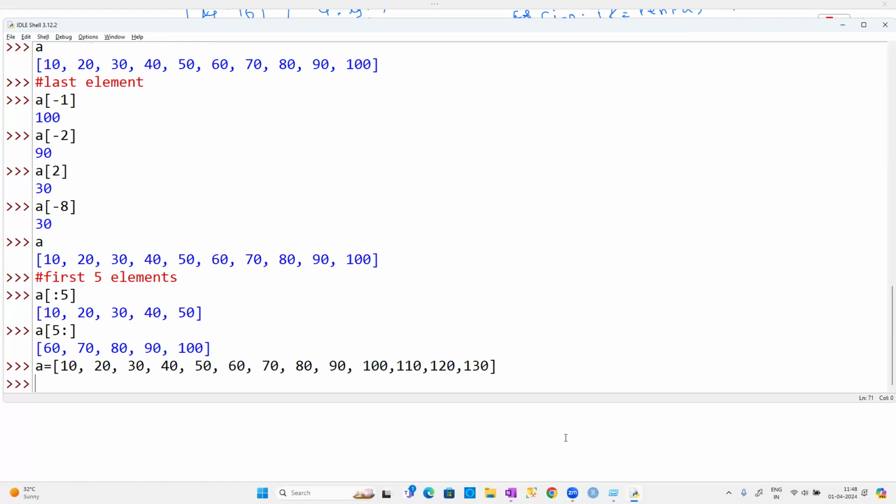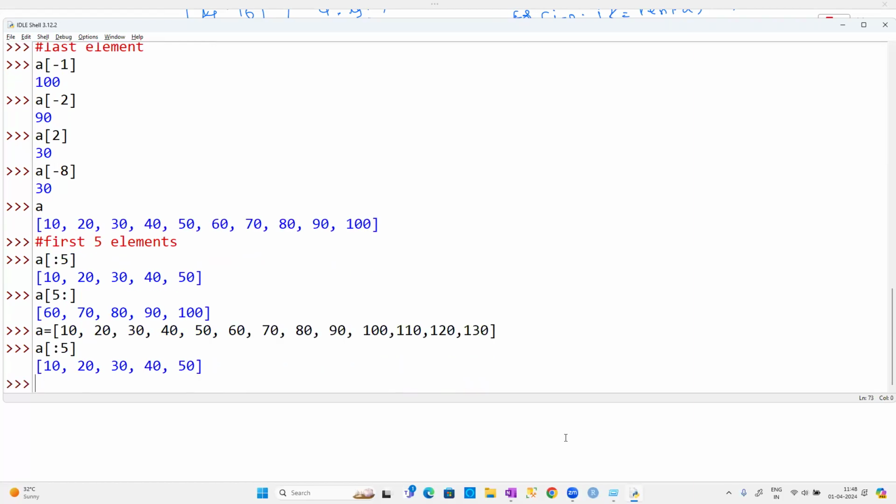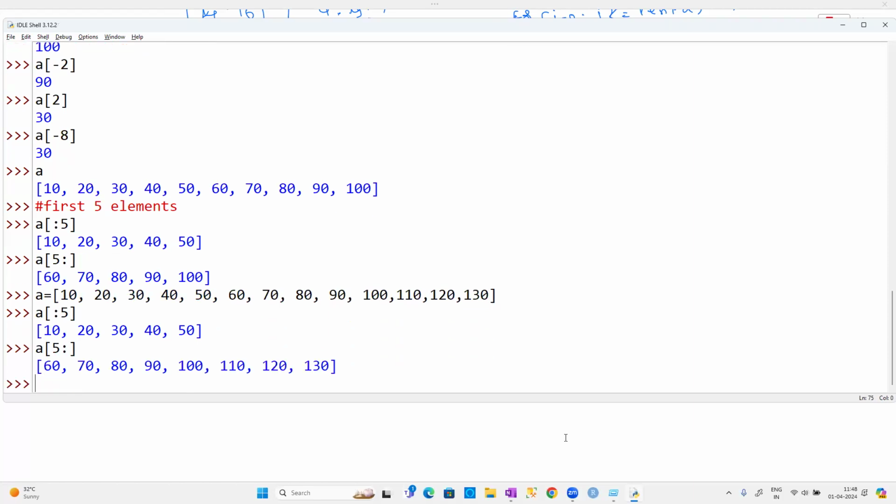Now let me tell you, guys, how to get the first 5 elements. Careful, guys. If anybody has any doubt, ask me. I'll explain it one more time, guys. A of colon 5 is going to be the first 5 elements. But what about the last 5 elements, guys? Now 5 colon does not work, guys. For the last 5 elements, 5 colon does not work.